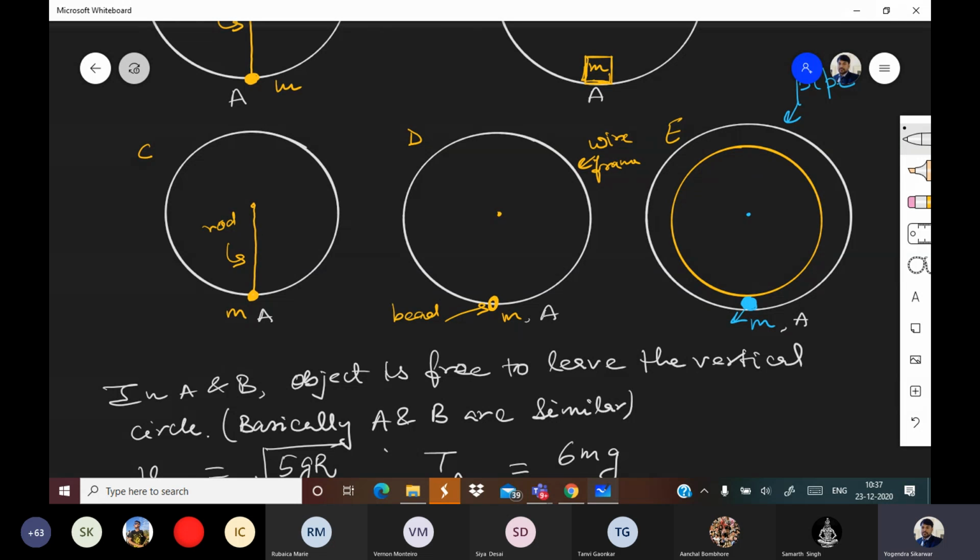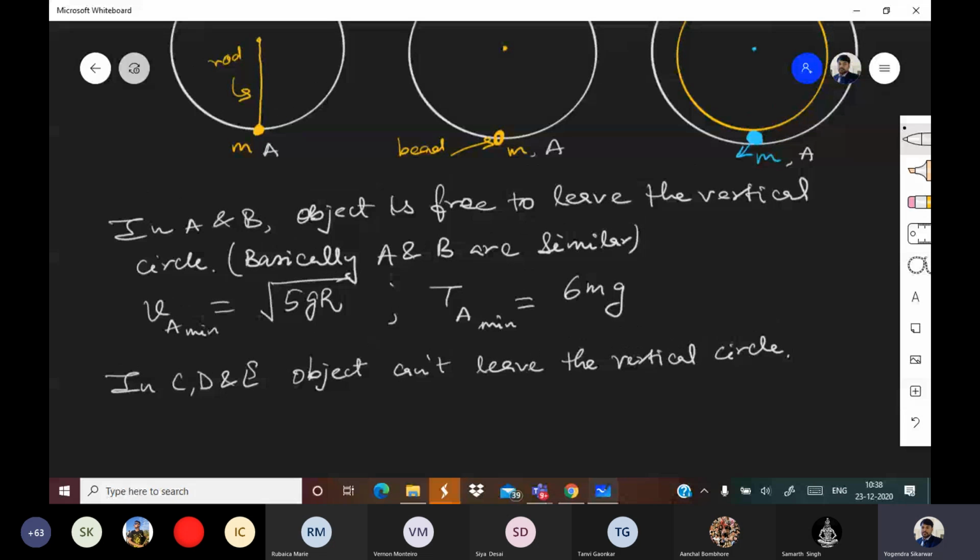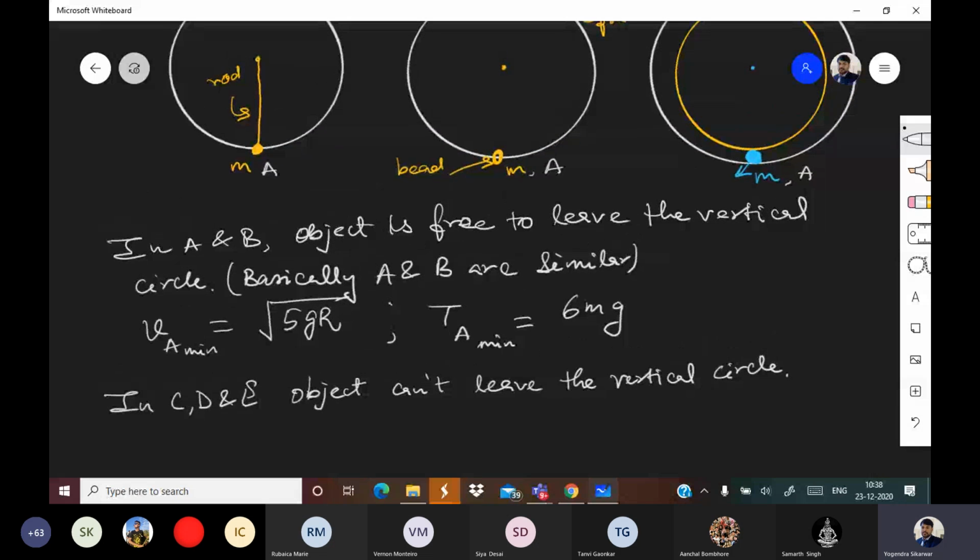Whereas in C, D and E, the object can't leave the vertical circle. You can see if it is connected to a rod, it will remain connected to that rod and it has to remain on the vertical circle. If a bead of mass m is inside a wire, then it will remain on the wire frame throughout. It cannot come out of the wire frame.